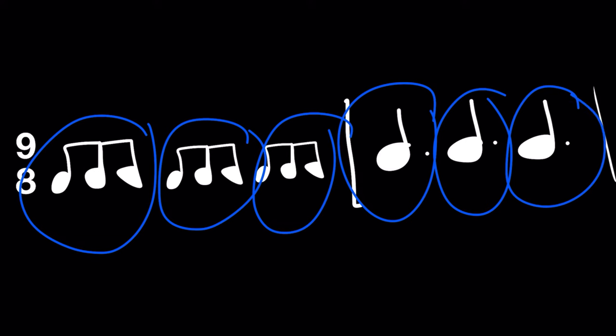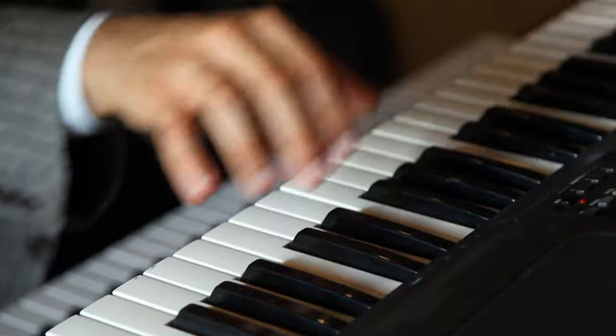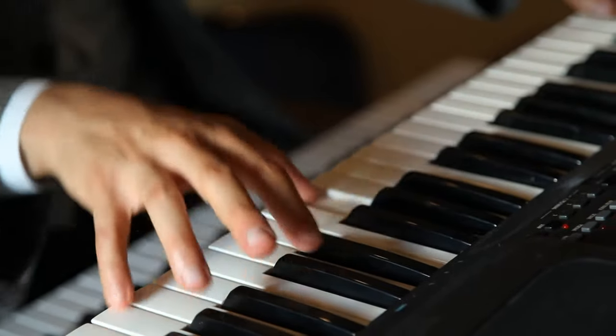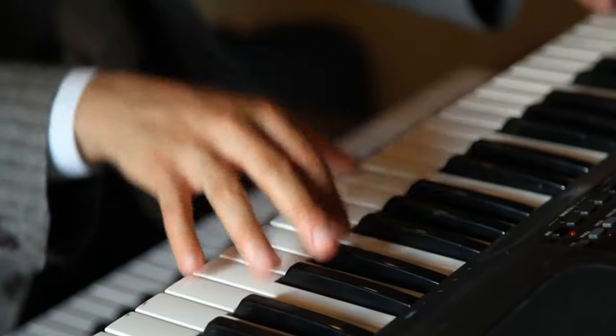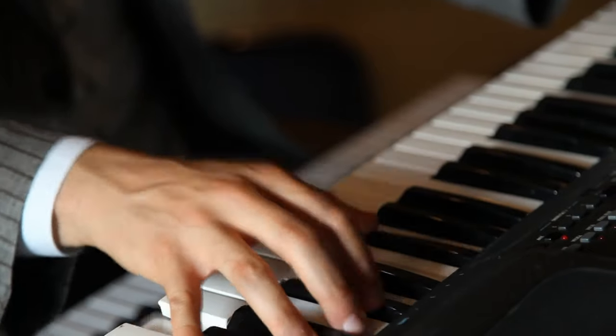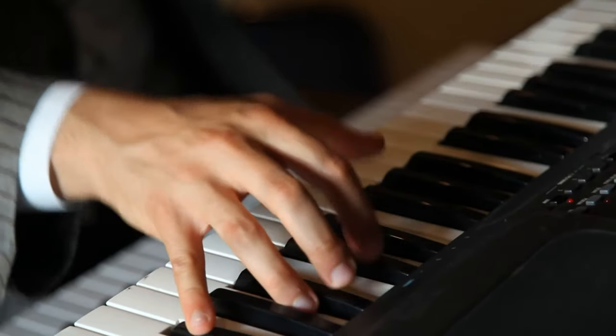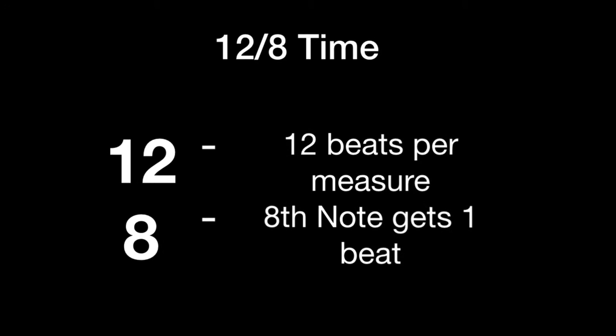So 1, 2, 3, 4, 5, 6, 7, 8, 9. Something like that. When you're playing this music, just know which beats to emphasize. So you have a larger emphasis on the first beat and then a smaller emphasis on beat 4 and then beat 7. Even though you can put technically any number on top of a time signature with an 8 on the bottom, so it could be 7/8 time, 11/8 time.